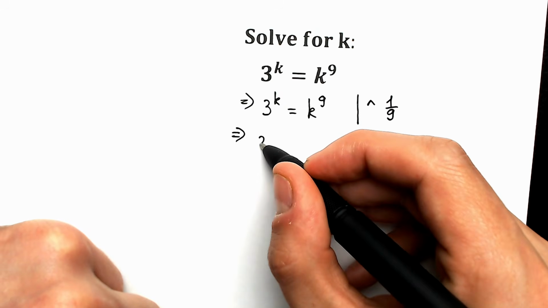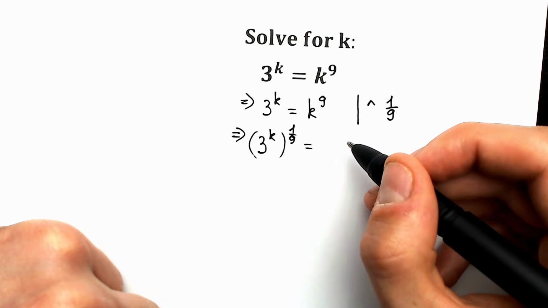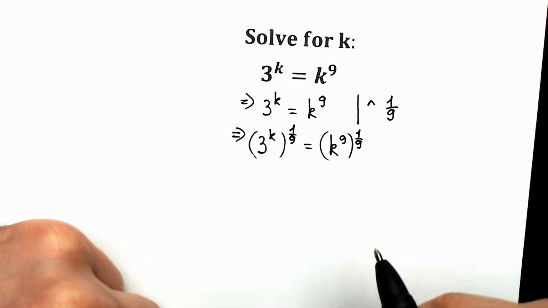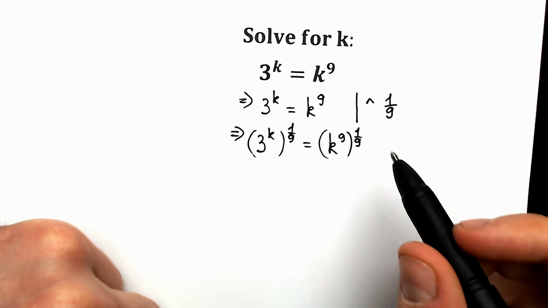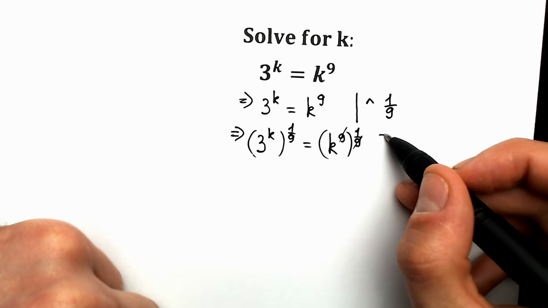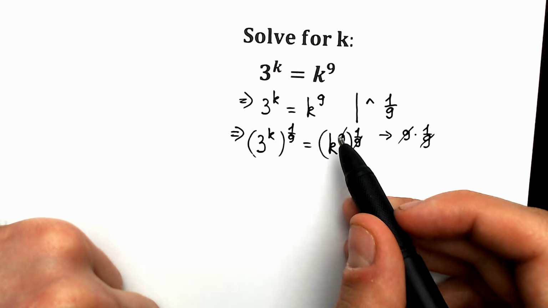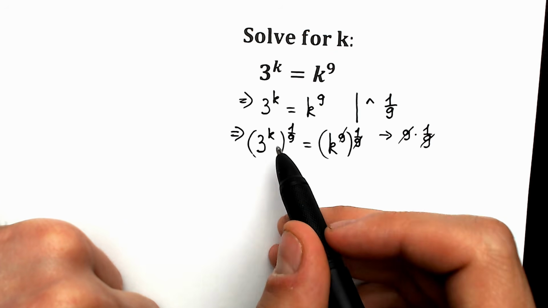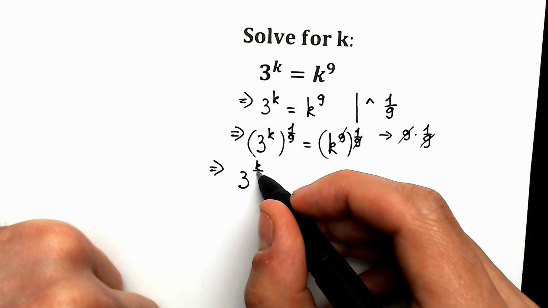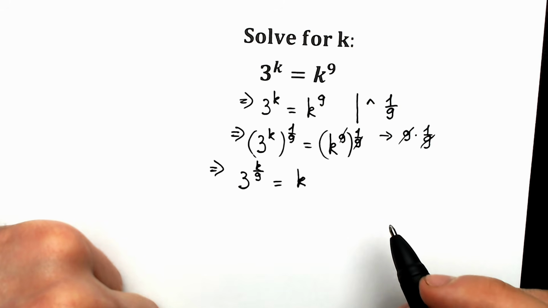Okay, so we have 3 to the power k, and we raise it to the power 1 over 9. And I want to raise our right side, k to the power 9, to the power 1 over 9. If we look closely on the right side, we can easily cancel this 9 and this 9 because we're going to multiply them. We have 9 times 1 over 9, so we can cancel it according to a property. So we have only k on the right side, and on the left side, when we multiply, we have 3 to the power k over 9 equals k. So I hope you understand this first step.